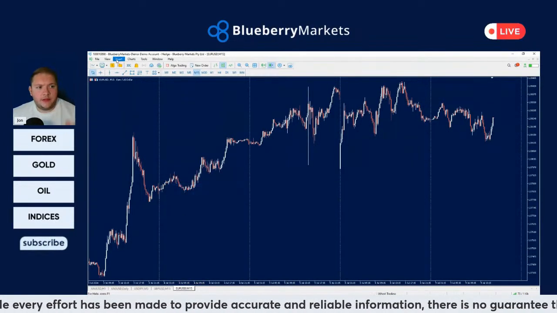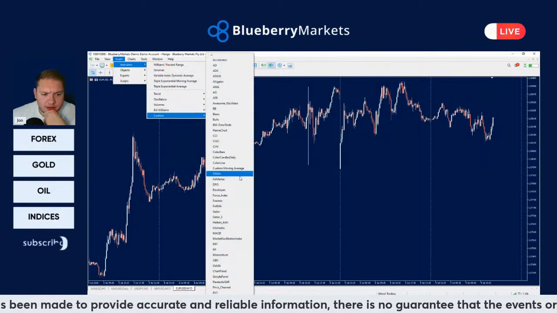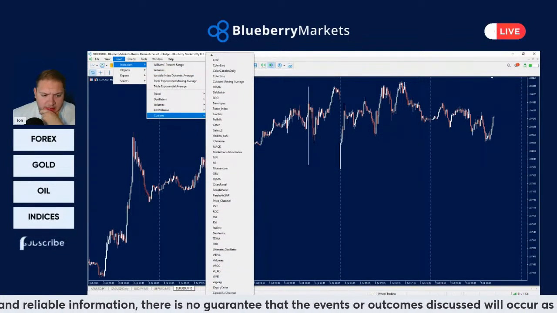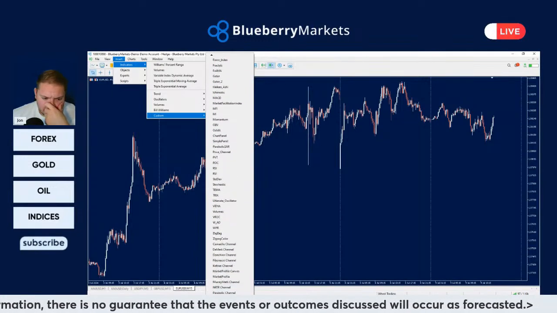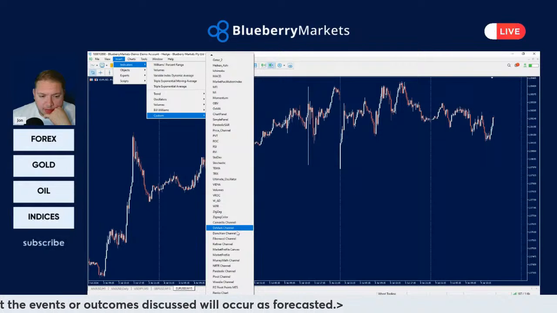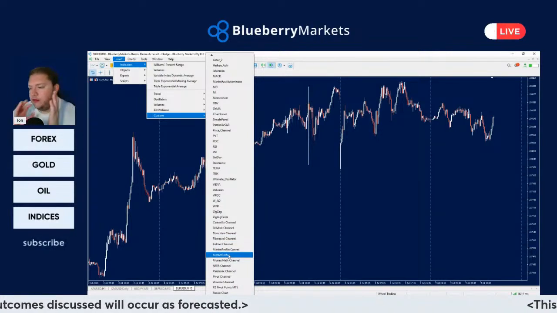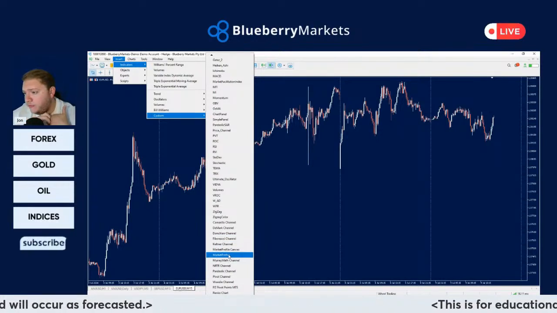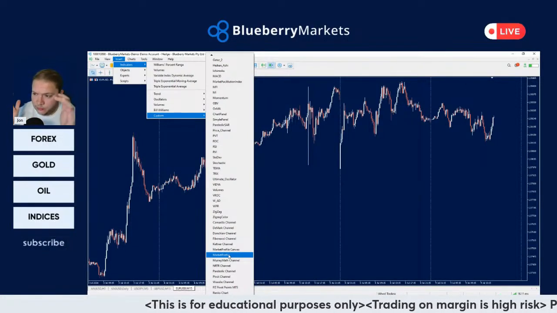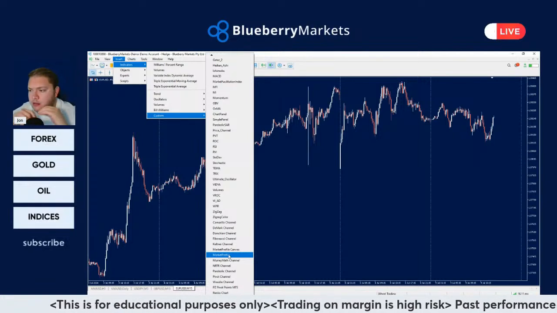So, right, if you go to insert, indicators, custom, and you keep going down here, what you get instead of volume profile is market profile. Market profile is a little bit different than volume profile. Market profile is almost to do with time rather than actual volume. It's very similar though.